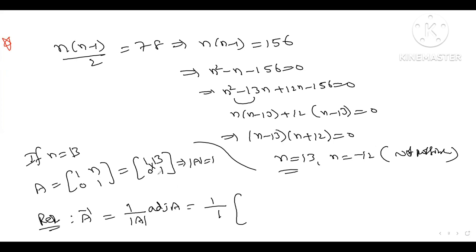Adjoint of A, easy method: we should interchange the principal diagonal elements. Here 1 13 0 1. The principal diagonal elements we interchange, 1 and 1. The other diagonal elements we multiply with the negative sign, minus 13 and 0. So this is the answer. What is the answer? 1 minus 13 0 1.